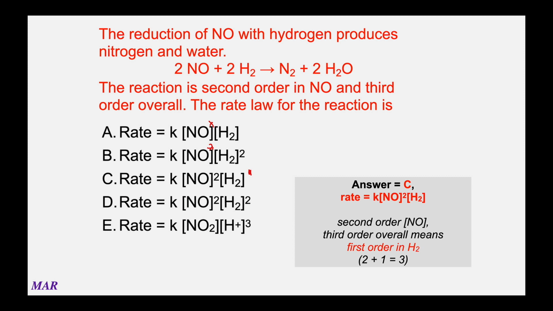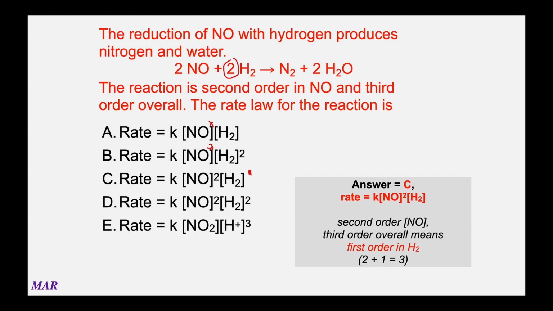So this reaction is second order in NO, it's first order in H2, and it's third order overall. Now, if you thought answer D was right, you were probably looking at the stoichiometry of 2 right there. And sometimes the stoichiometry is the same as the order with respect to reactants, but it's not all the time the case, as you can tell in this example.